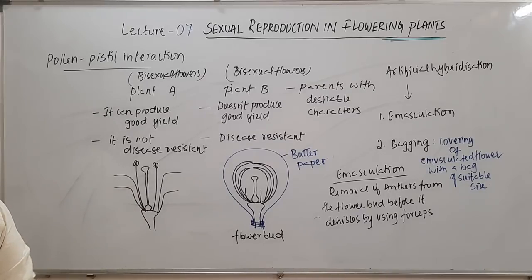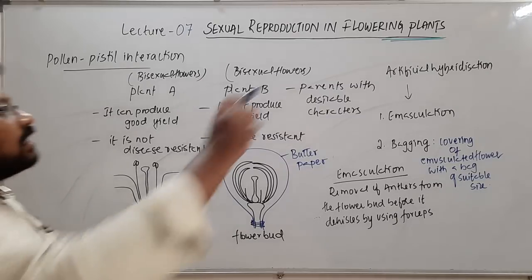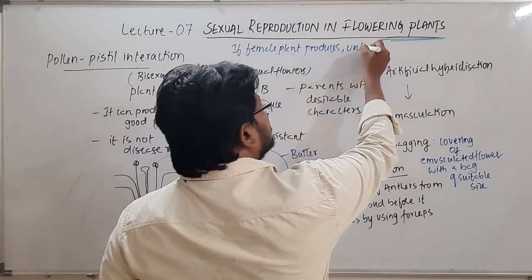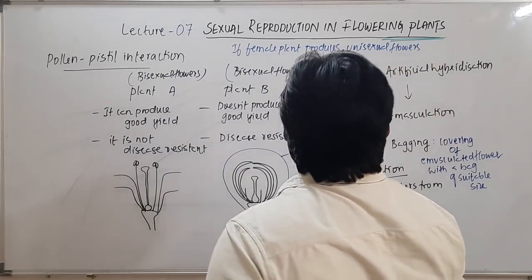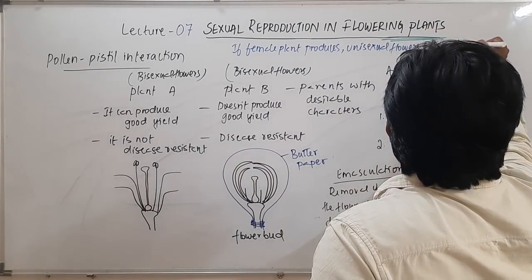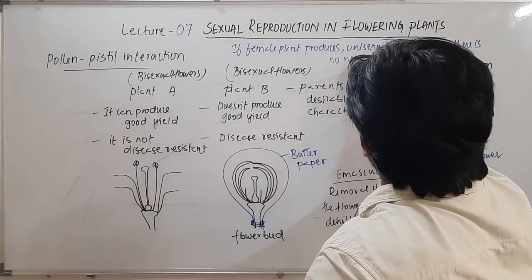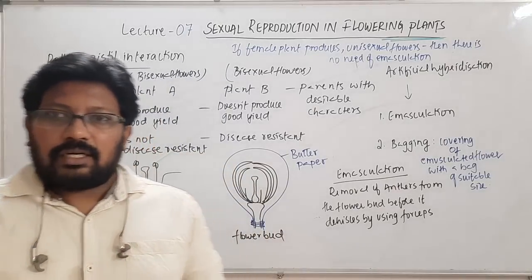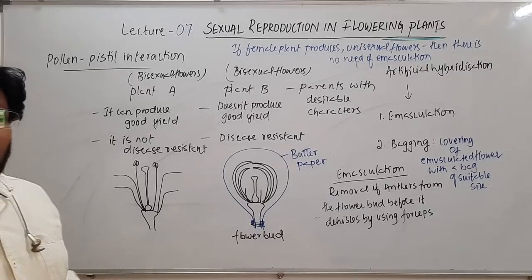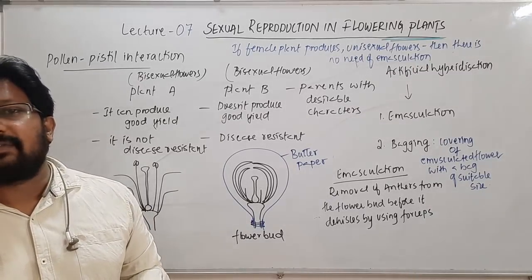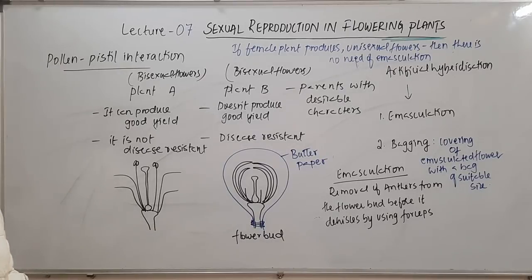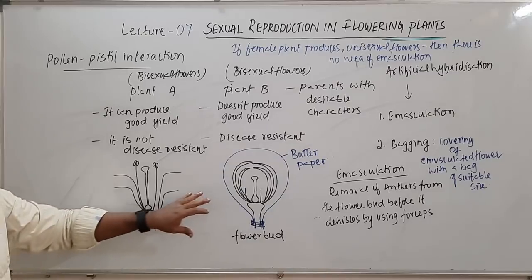Of course, this emasculation is not necessary if the female plant produces unisexual flowers. If the female plant produces unisexual flowers, then there is no need of emasculation, because the female plant will already have pistillate flowers, and we know that a pistillate flower will not have anthers. In fact, stamens are not present. So in that case there is no need of emasculation. But the point is that bagging is required.